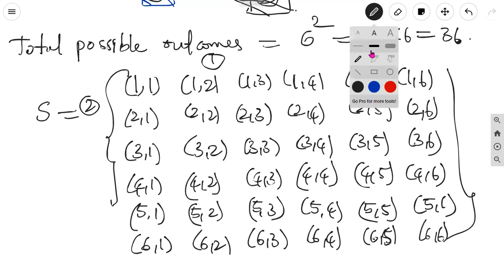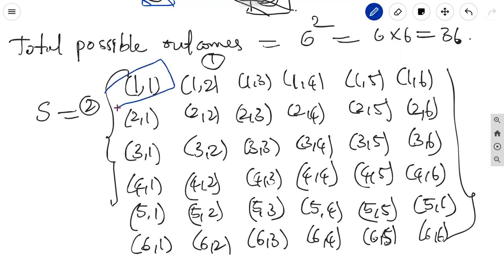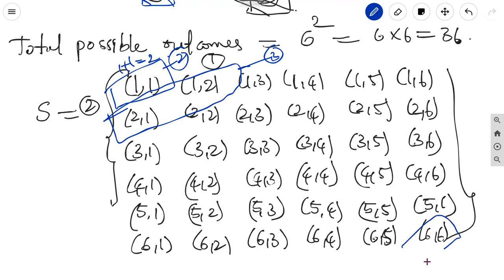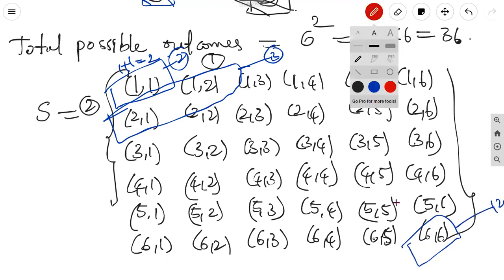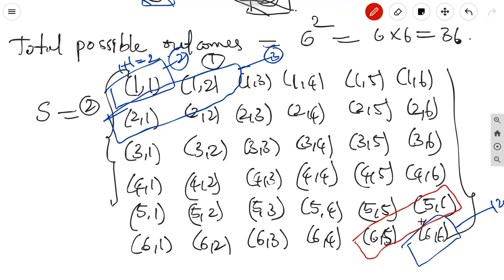They are asking the sum of two dice equal to... this is 1 plus 1, how much? 2. This is for 2, the sum is 2, and this sum is 3. This sum is 12, 6 plus 6, 12. Next, this is 5 comma 6 or 6 comma 5. You add it, 5 plus 6, 11.